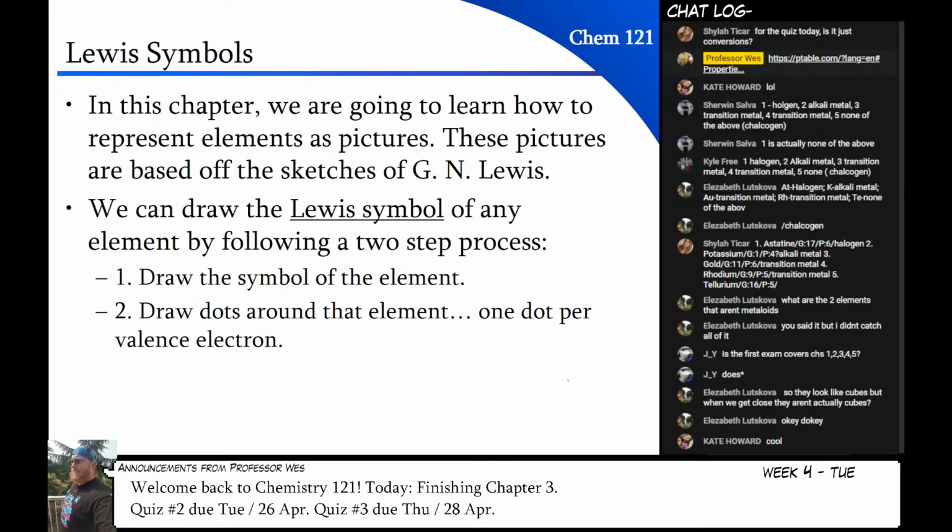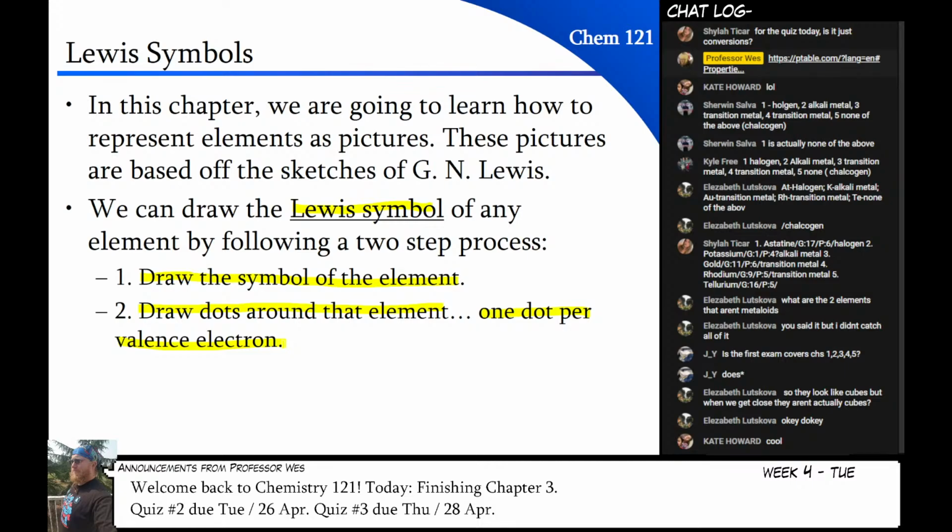So here's how you draw a Lewis symbol for the individual atoms. To draw the Lewis symbol, you have to do 2 steps. The first step is to write out the symbol of the element. So if it's sodium, you'd write Na. If it's oxygen, you write O. If it's hydrogen, you write H, etc. And then you want to draw dots around the element, and you get 1 dot per valence electron. And we just learned how to count how many valence electrons there are by looking at the ones digit in the group number.